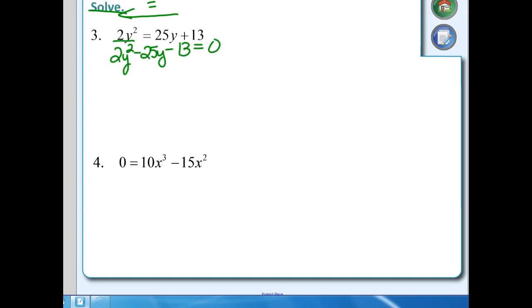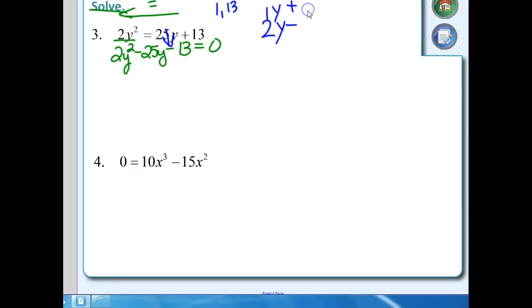Remember, we're using our inverse operations. So now we have to factor. Okay, we can do that. Is there a GCF? Nope. 3 terms. So we're going to say the factors of 2 are 1 and 2. Factors of y squared are y and y. That back one's minus, so one has to be plus and one has to be minus. Now, there's only one set of factors for 13. All right? So we're going to have to say 13 and 1.